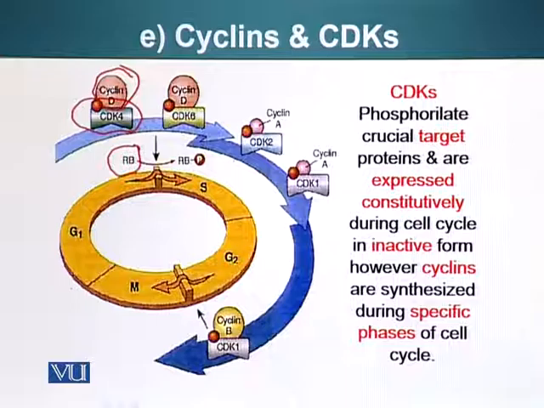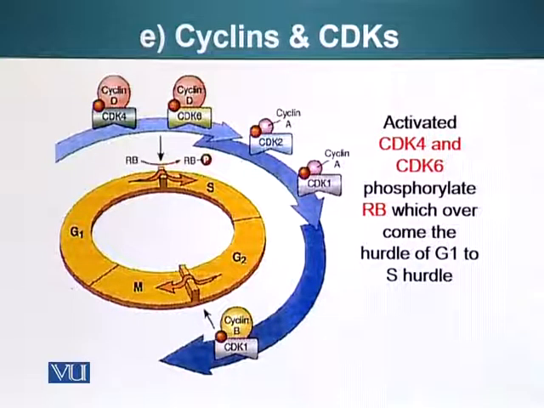RB, by the way, is the abbreviation for retinoblastoma. It is in this disease that this protein was first identified. So once this complex phosphorylates RB protein, the brake is released and the cell can progress into the next phase of the cell cycle. In this case, it will be the S phase. So although CDKs are always present, cyclins are only expressed or made during specific phases of the cell cycle.